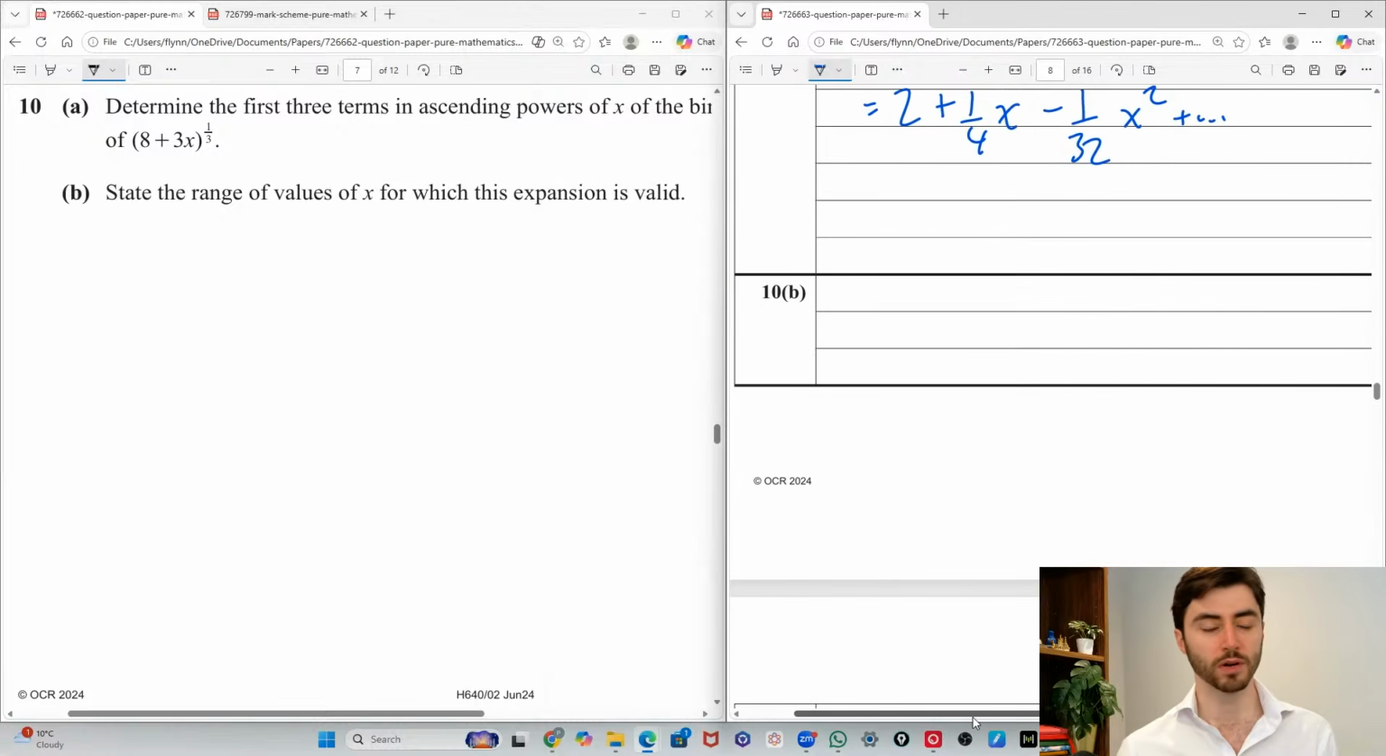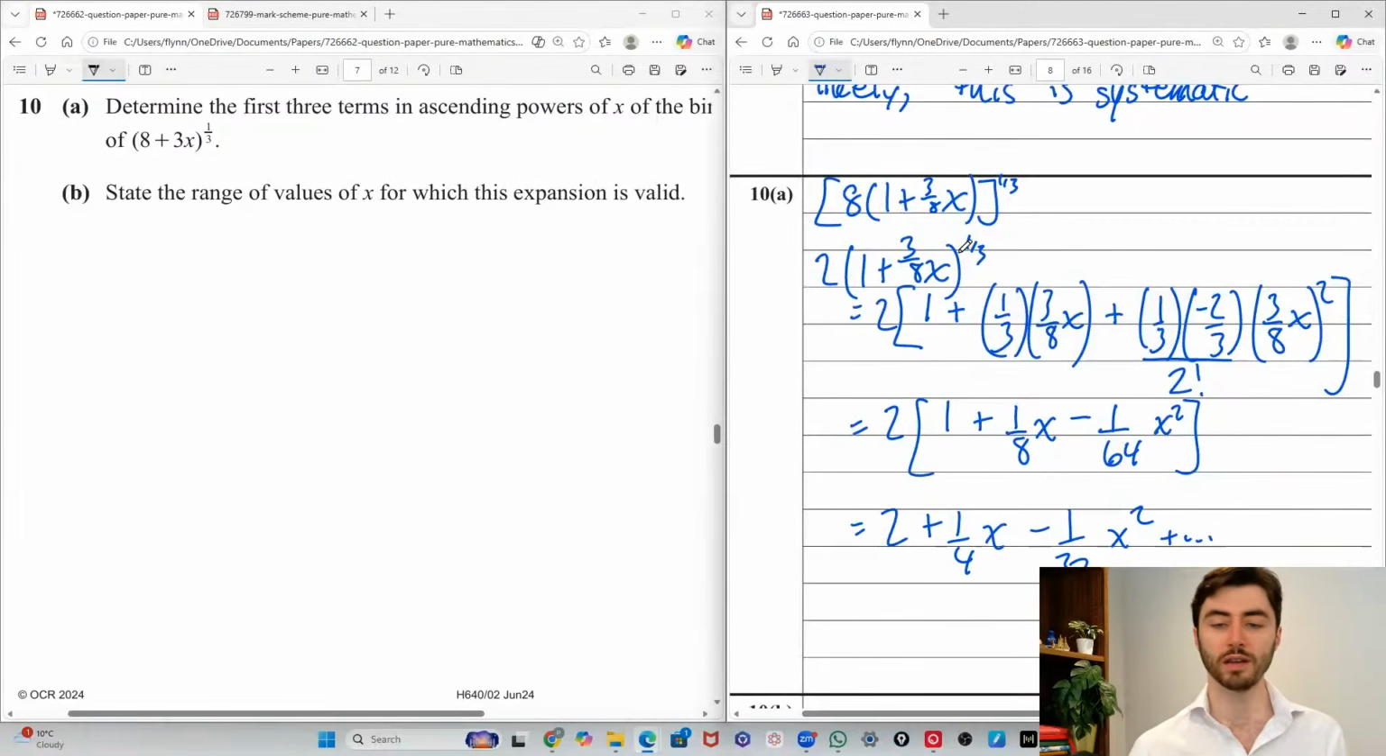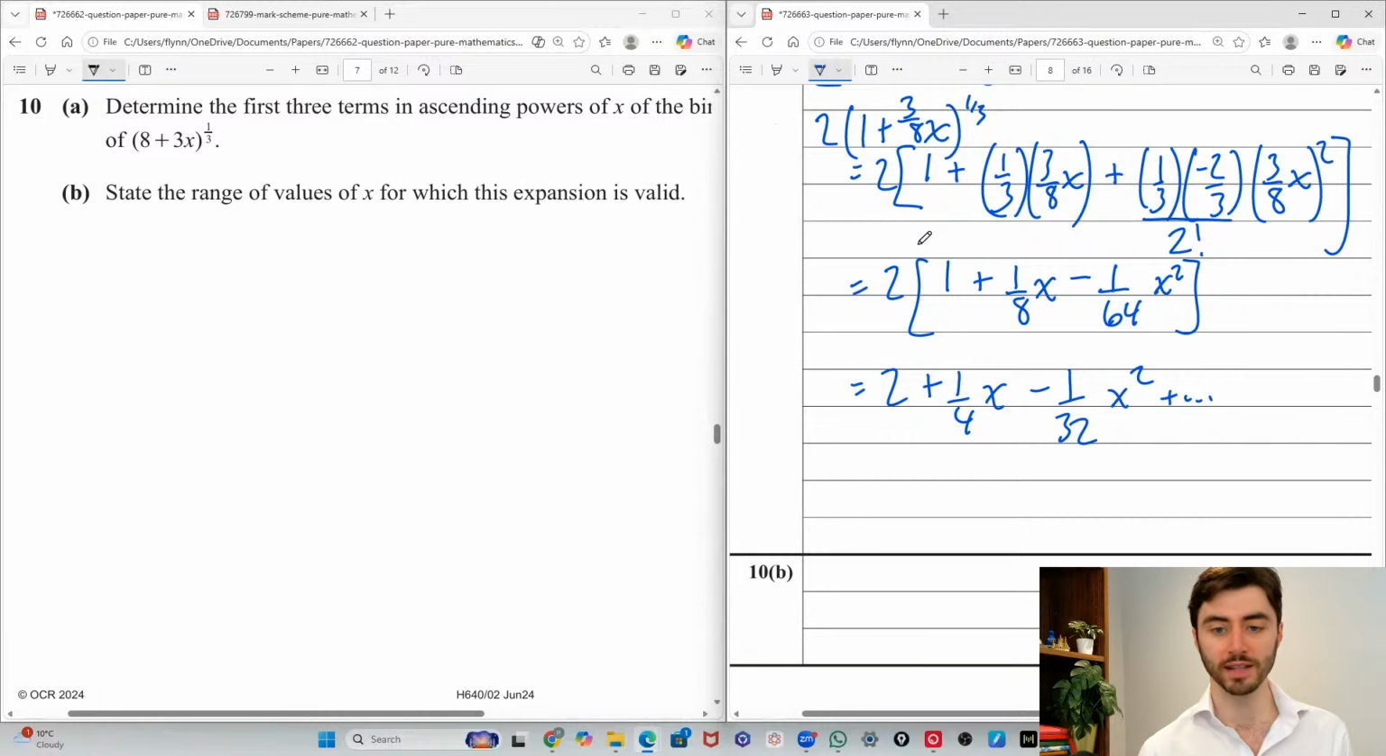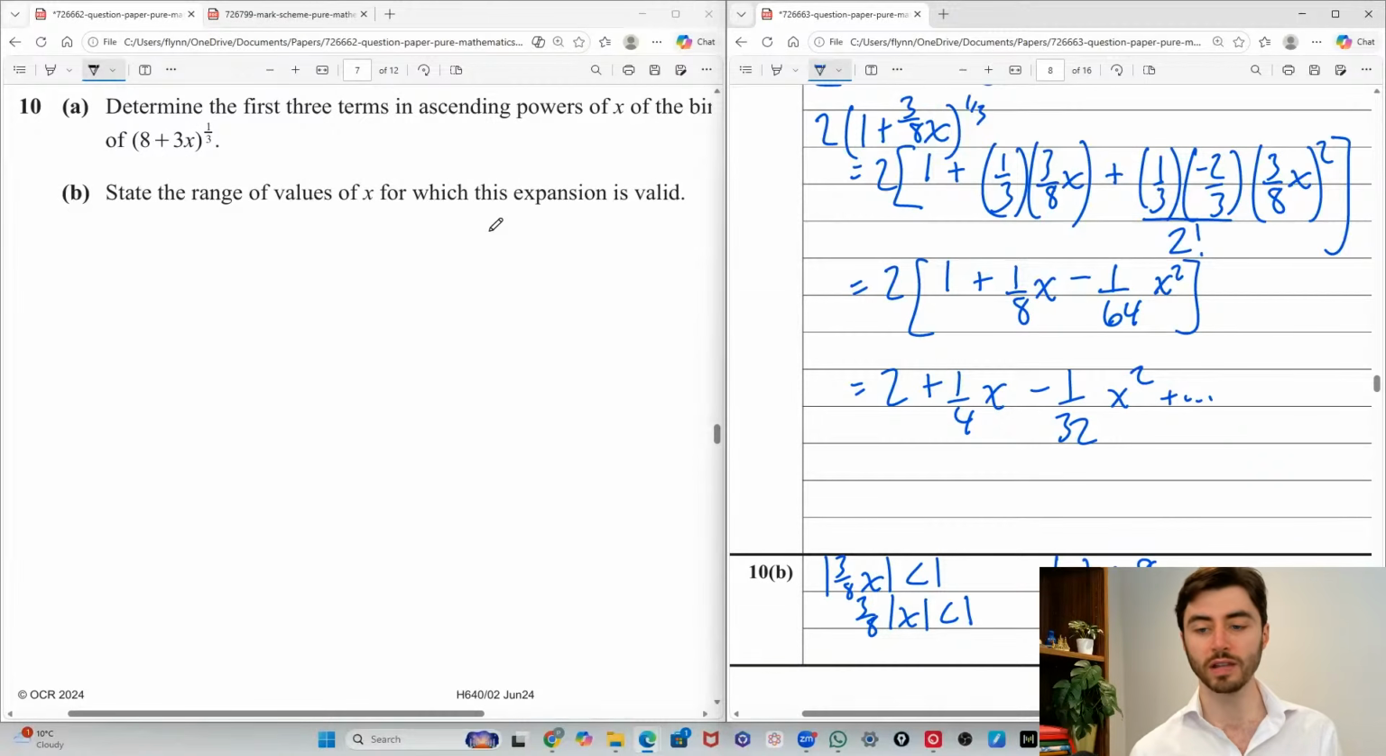Okay, now for part B, this is only valid when the modulus of the second term of the expanded bracket is less than 1. So we need the modulus of 3/8 x to be less than 1, which means that 3/8 times the modulus of x is less than 1, which means that we will get 8/3. But what it means is that the modulus of x is less than 8/3. And so the range of values would therefore be between minus 8/3 and 8/3. Okay.